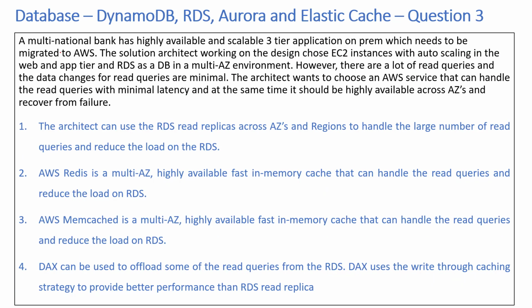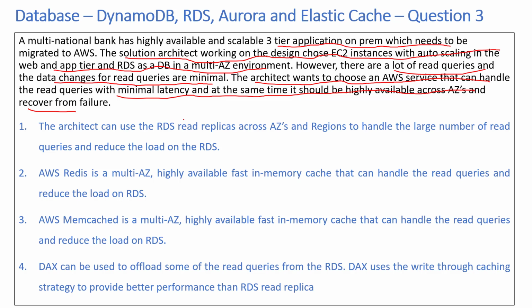Okay, now let's look at the third question. A multinational bank has a highly available and scalable 3-tier application on-premise which needs to be migrated to AWS. The solution architect working on the design chose EC2 instances with auto scaling in the web and app tier and RDS as a database in the multi-AZ environment. However, there are a lot of read queries and the data changes for read queries are minimal. The architect wants to choose an AWS service that can handle the read queries with minimum latency, and at the same time it should be highly available across AZs and recover from failure.